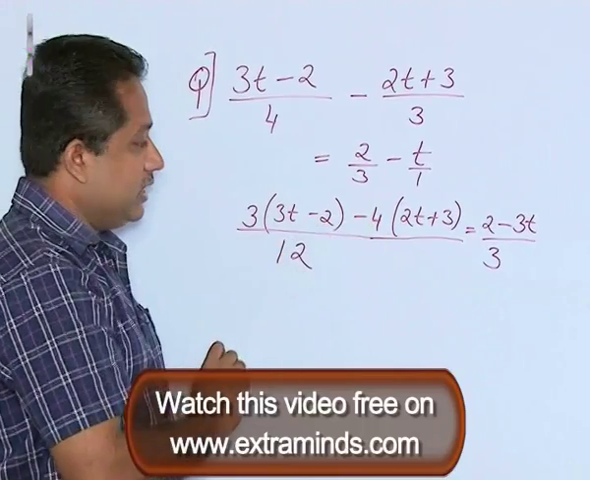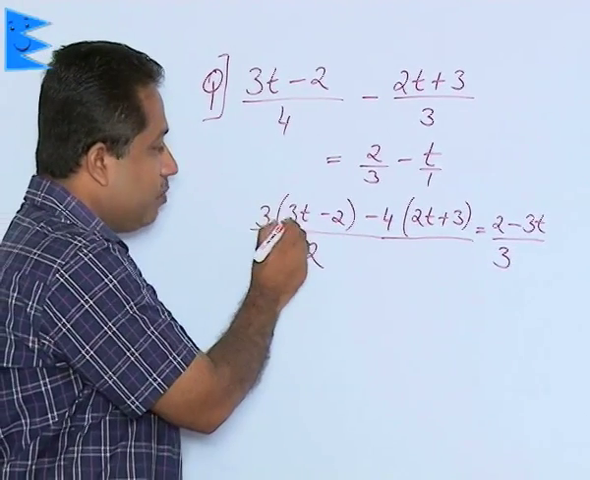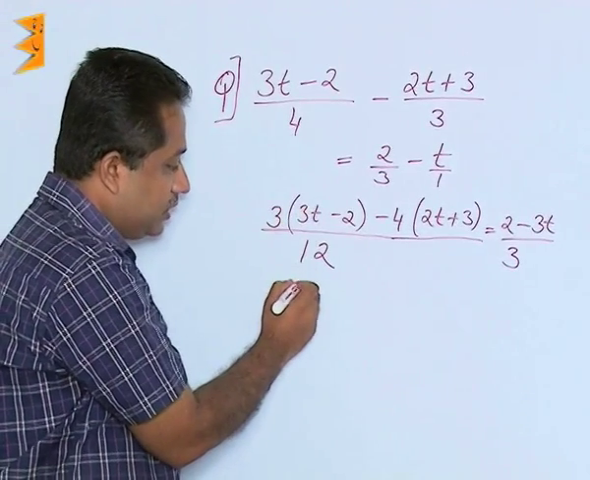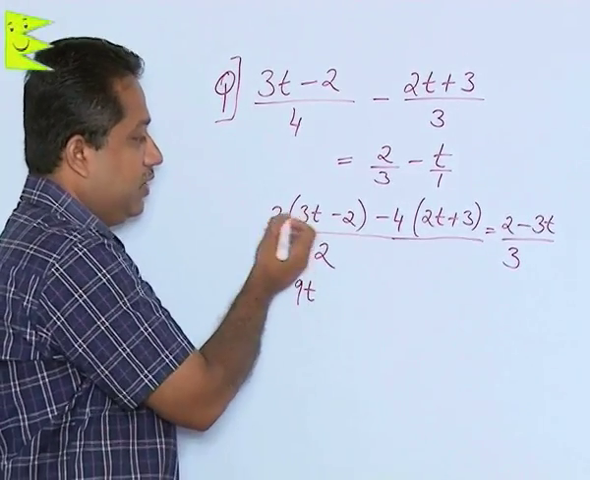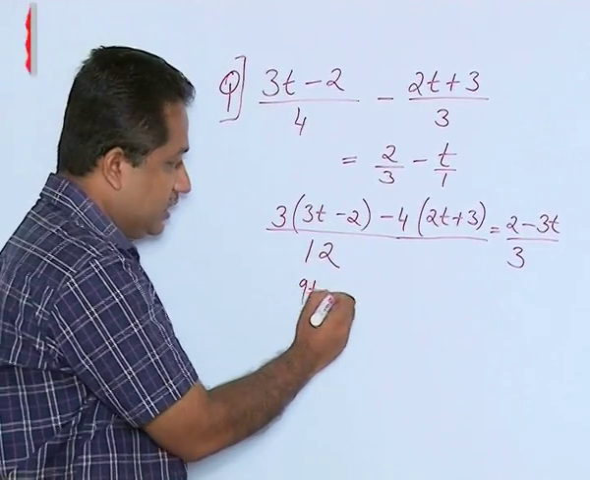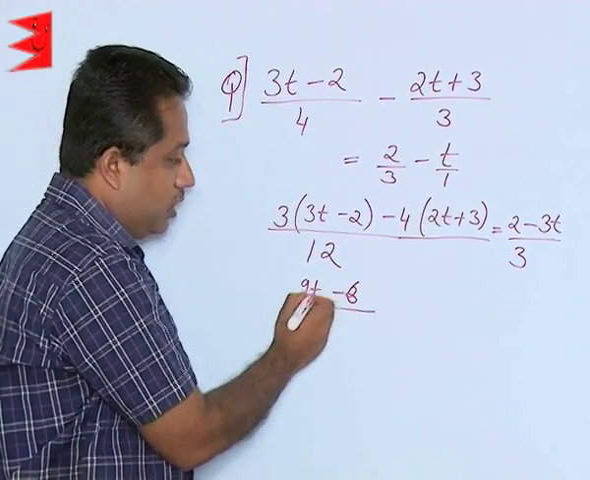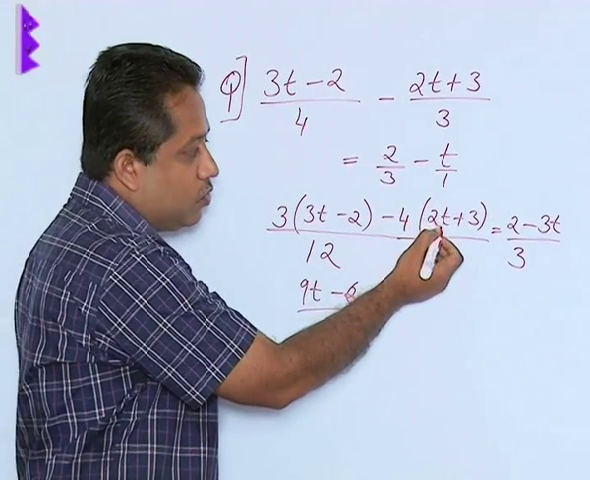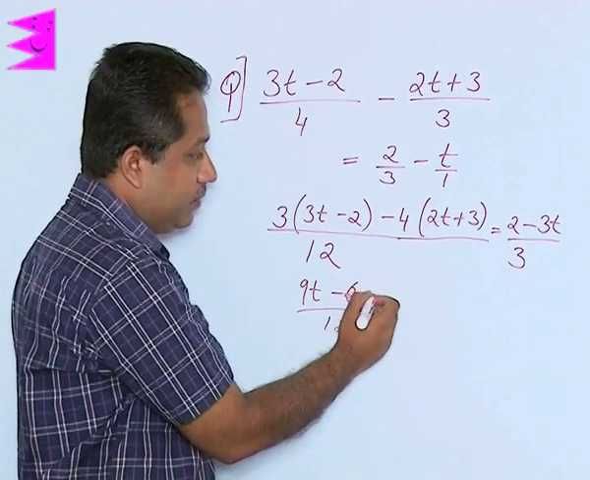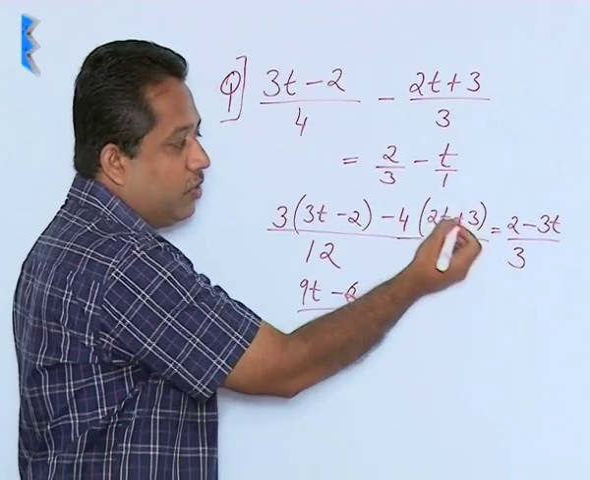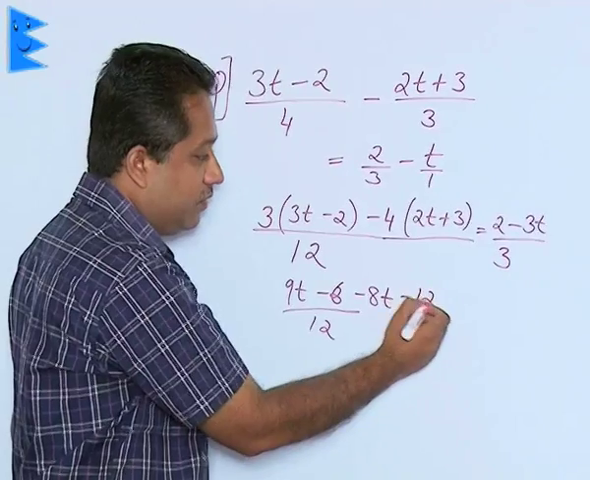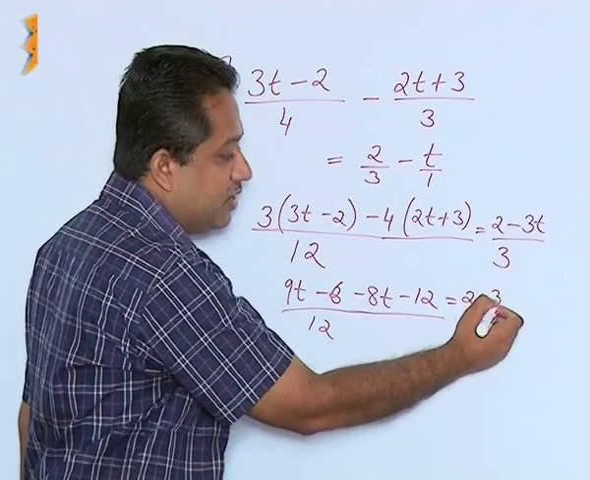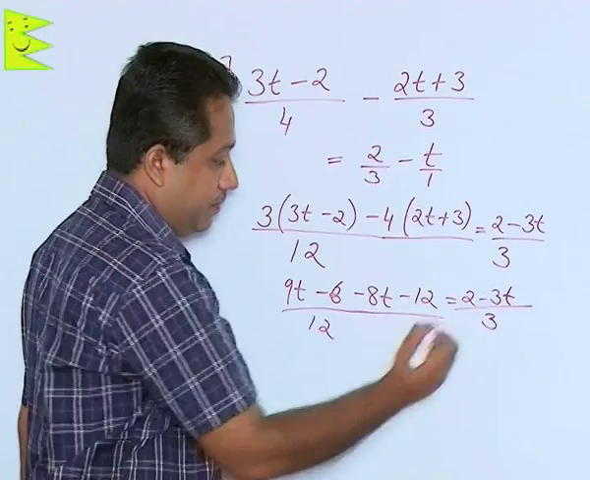We will have to open the brackets. When we open the brackets, we will have to multiply these two terms. So, 3 multiplied by 3t becomes 9t, 3 into minus 2 becomes minus 6, upon denominator is 12, minus 4 into 2t becomes minus 8t, minus 4 into plus 3 becomes minus 12, and on the right side we are having 2 minus 3t upon 3.